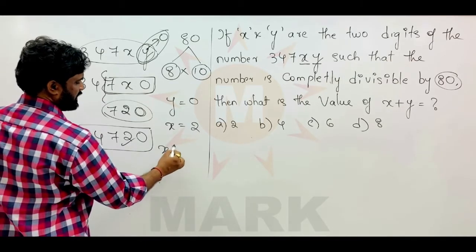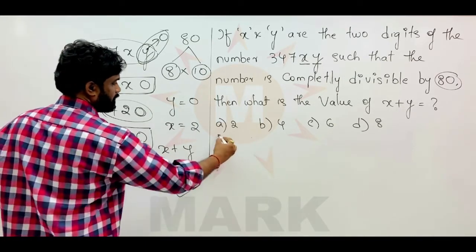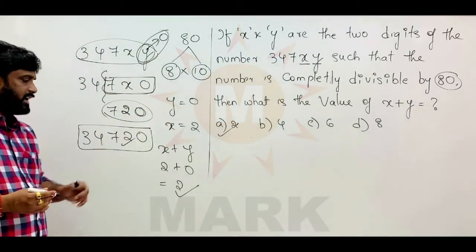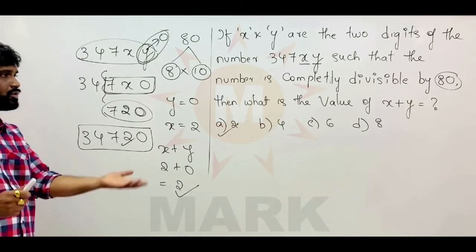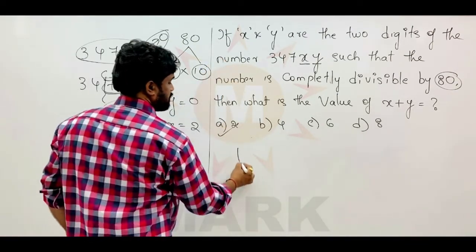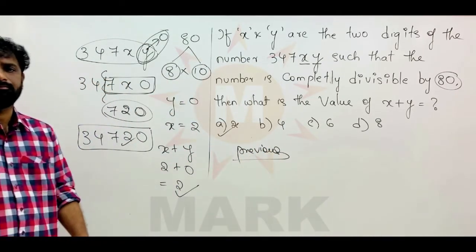So what is x plus y? x plus y is 2 plus 0. Obviously the answer is 2, because the other value is 0. So option A is the correct answer for this question. This is a previous question from a competitive exam.